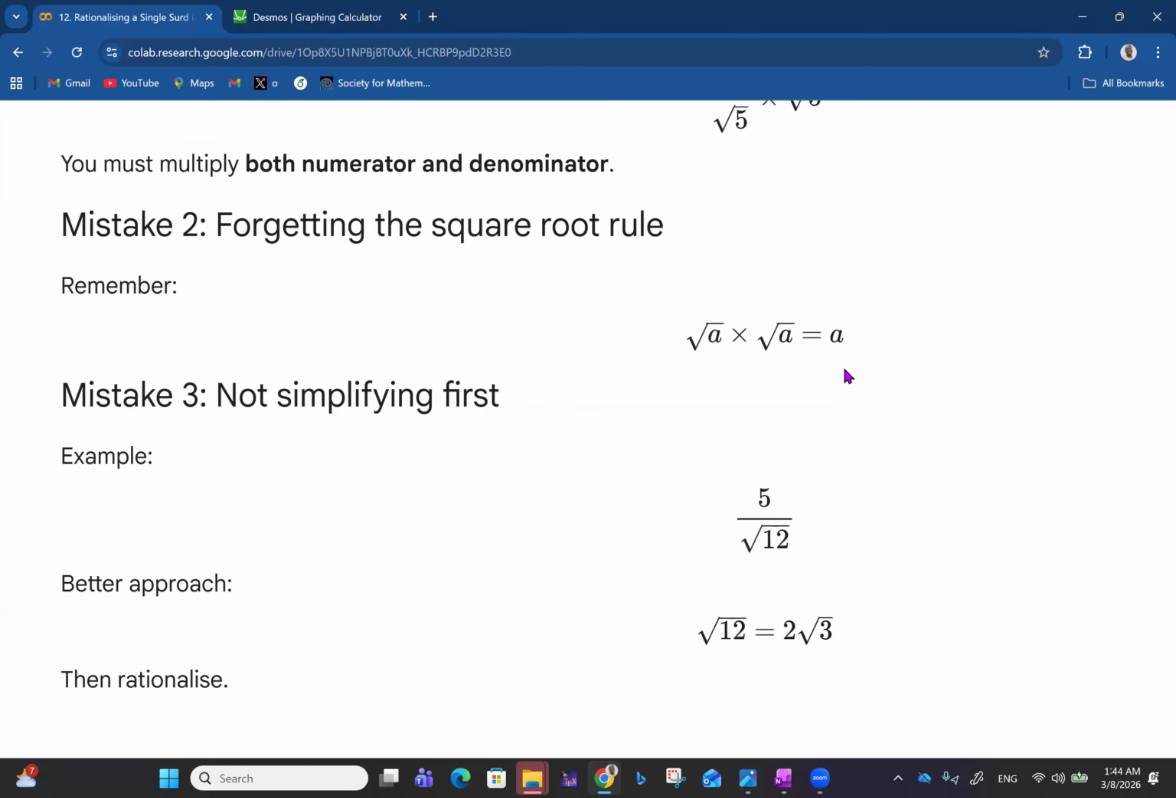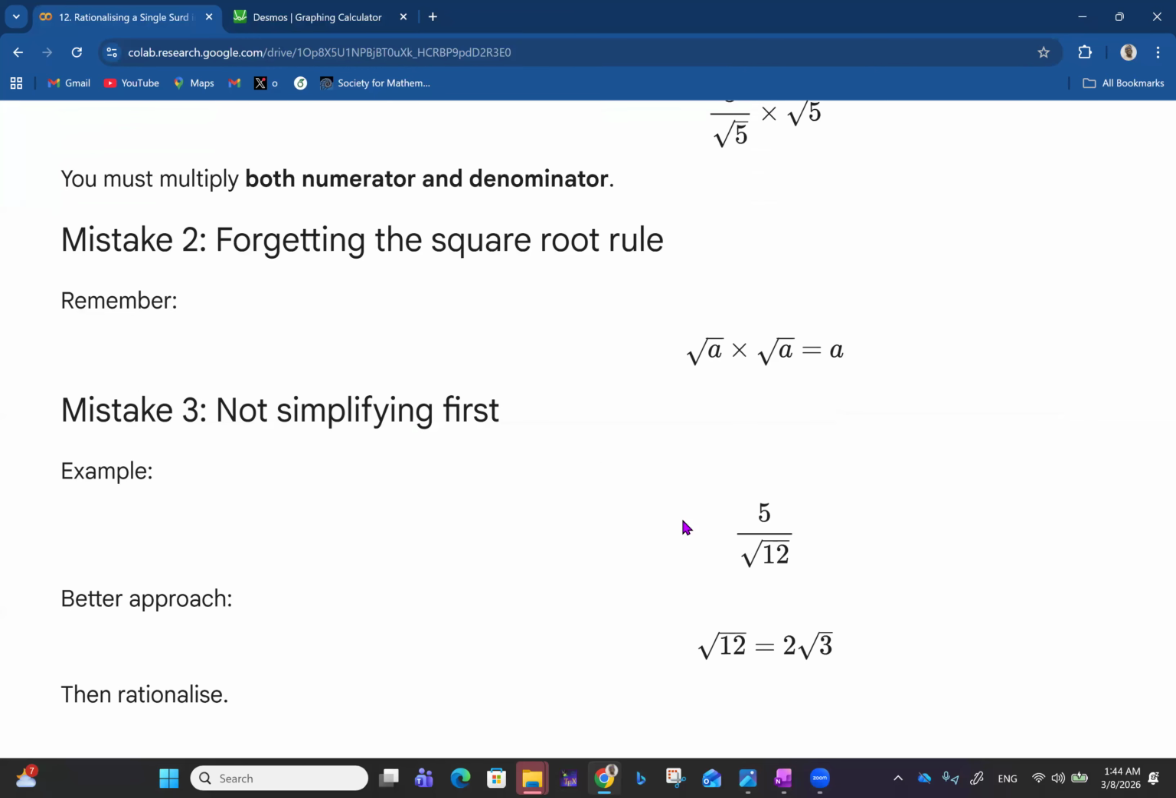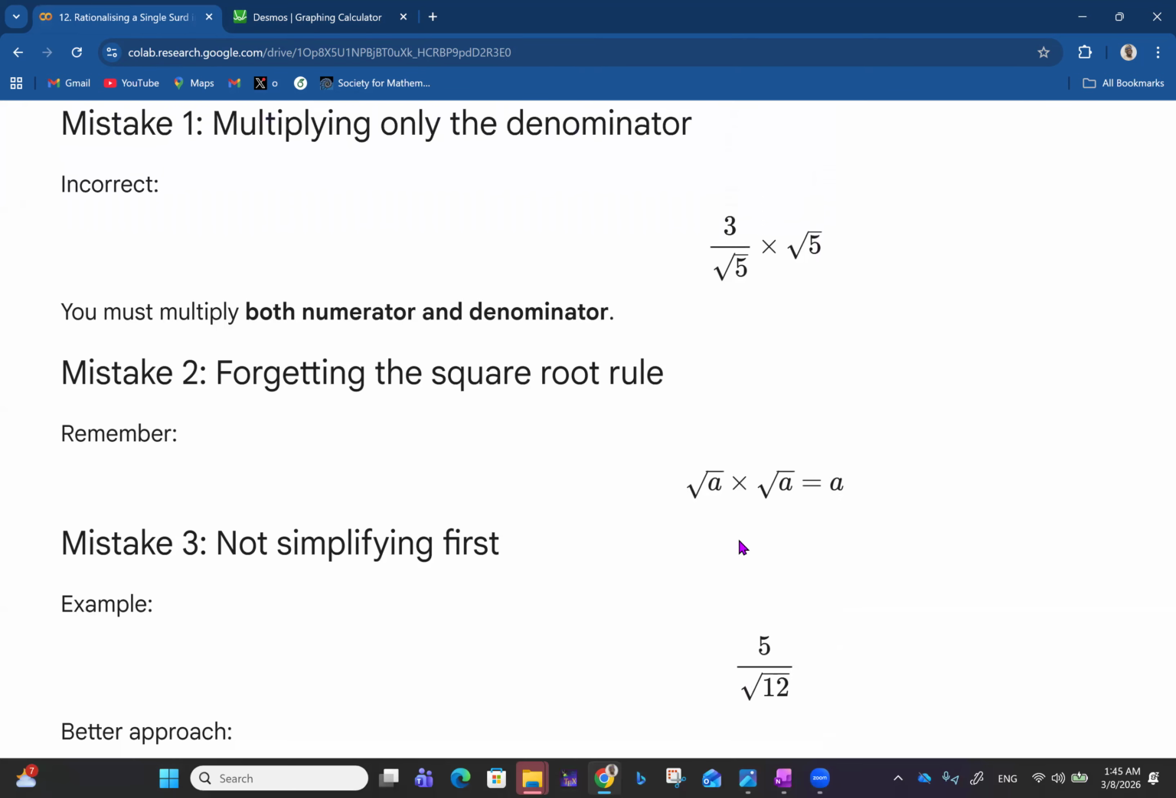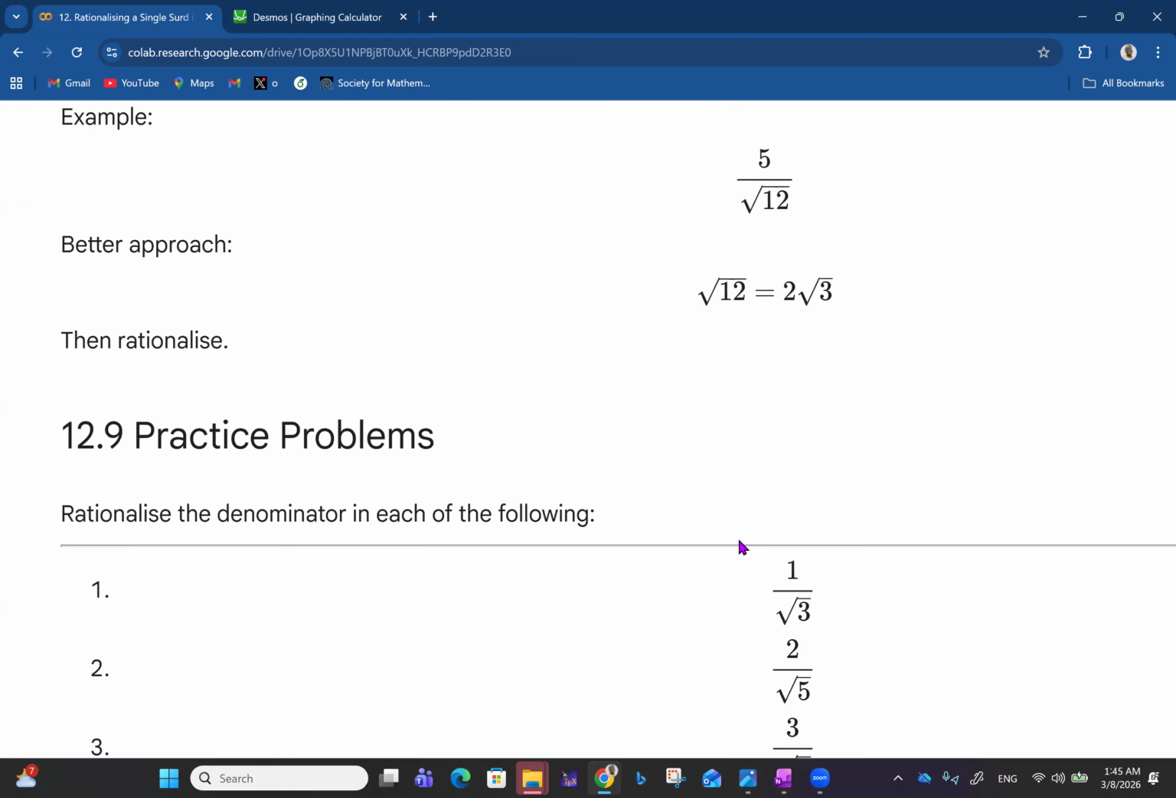Then the third mistake you can make is not simplifying first. If you have 5 over root 12, it is better to simplify first. Of course, if you don't simplify first, you will still get your result, but you make your life unnecessarily difficult. So you have 5 over 2 root 3. It's better to work with this than to just say 5 over root 12 times root 12 over root 12. You get your answer, but it's better to simplify first. So that's a mistake, but maybe not such a grave one as multiplying only the denominator. But it makes things easier.